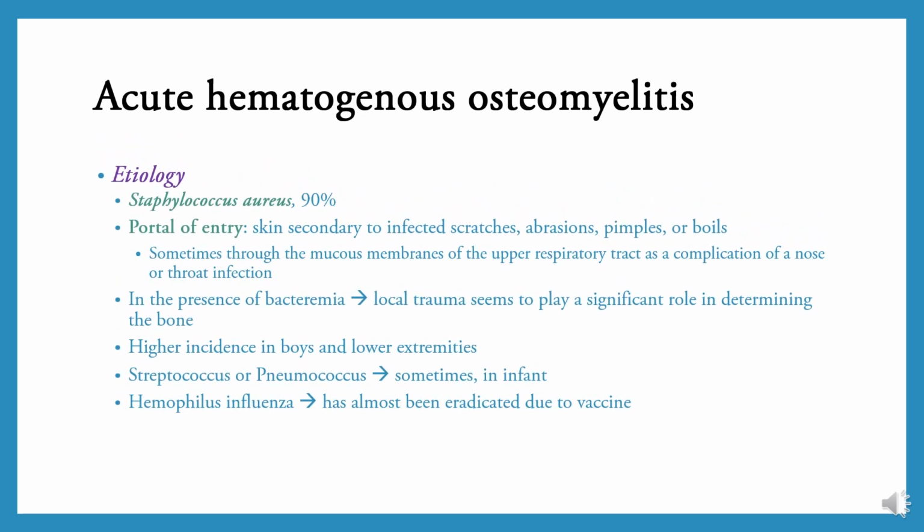The etiology of acute hematogenous osteomyelitis is 90% Staphylococcus aureus. Portal of entry is skin secondary to infected scratches, abrasions, pimples, or boils. In the presence of bacteremia, local trauma seems to play a significant role in determining the bone. Higher incidence in boys and lower extremities. It could also be caused by Streptococcus or pneumococcus, sometimes in infants, and by Haemophilus influenzae. However, it has almost been eradicated due to vaccine.